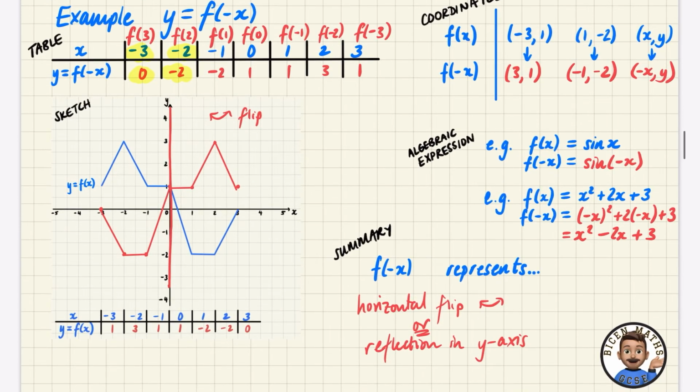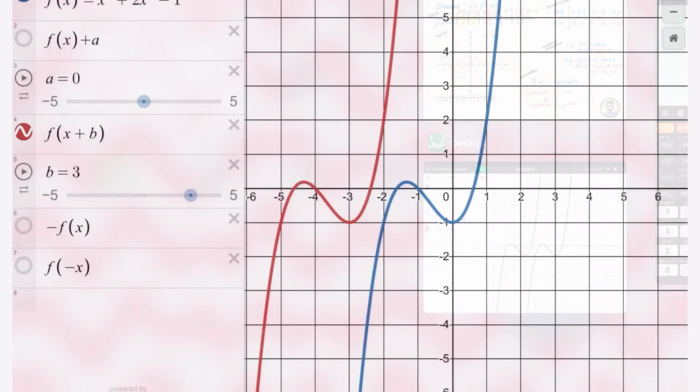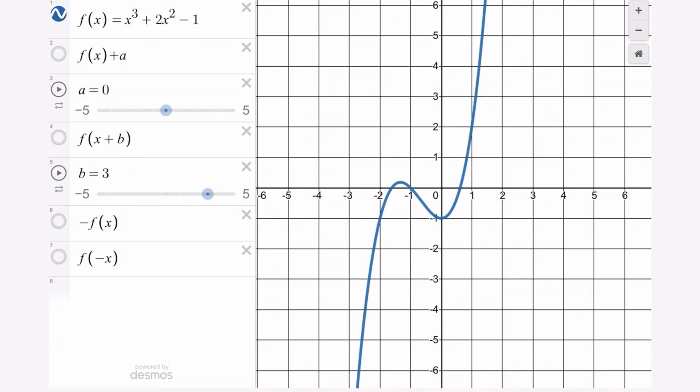So I'll quickly just show it to you on Desmos as well. Let's just switch this one off here. We're going to be switching this one on, and you will see the red graph is the blue one, but it's reflected in the y-axis. Okay, it's reflected in the y-axis.